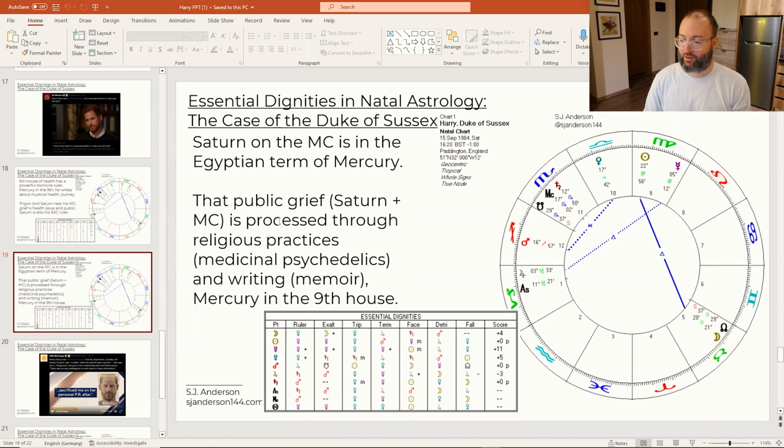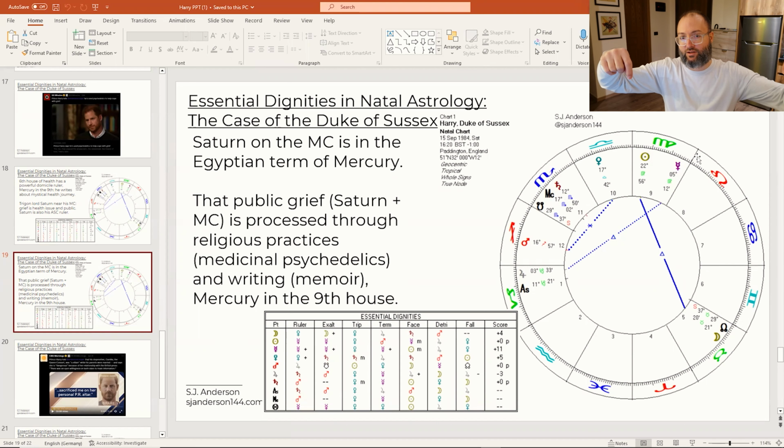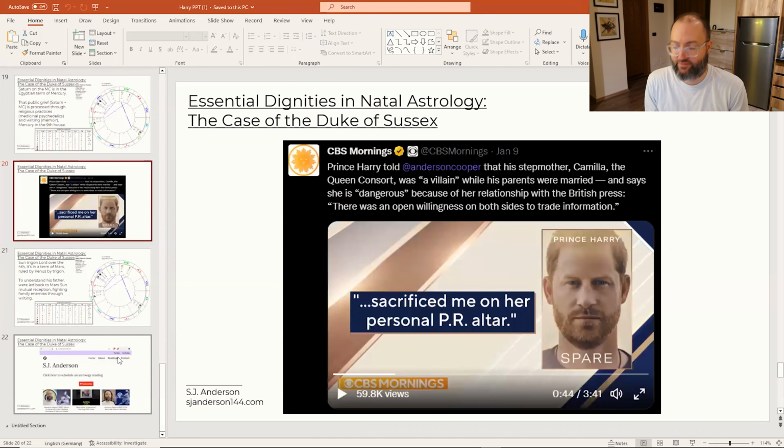And it says here that public grief is processed through these religious practices, ninth house, which can be medicinal psychedelics, and with writing and memoir. So again, there's another connection directly from Saturn to Mercury using that Egyptian term rulership. And they're both rulers of the sixth. Okay, let's push on. This is the last point I want to make about his nativity.